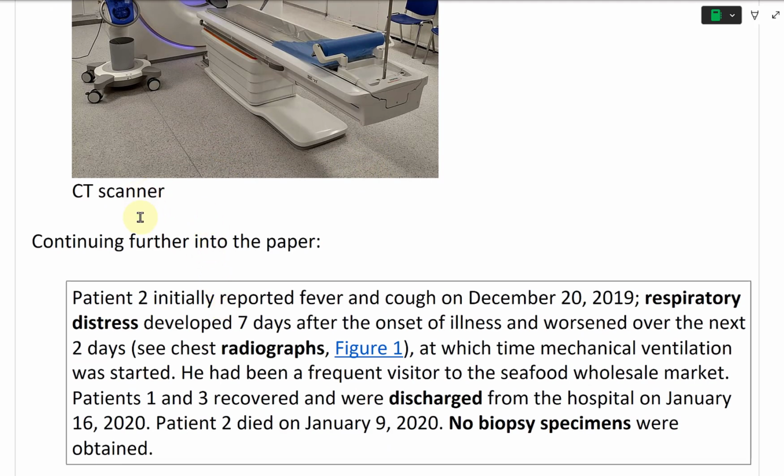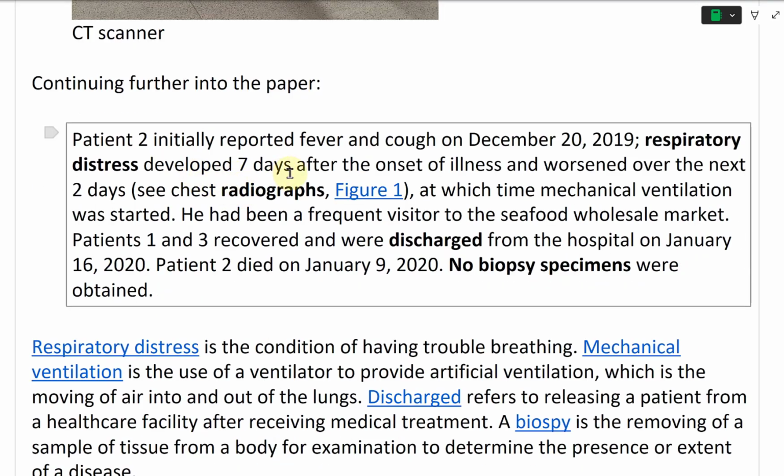Anyways, continuing further into the paper. So patient 2 initially reported fever and cough on December 20th, 2019, and respiratory distress developed 7 days after the onset of illness and worsened over the next 2 days. And then see chest radiographs, figure 1, at which time mechanical ventilation was started. He had been a frequent visitor to the seafood wholesale market.